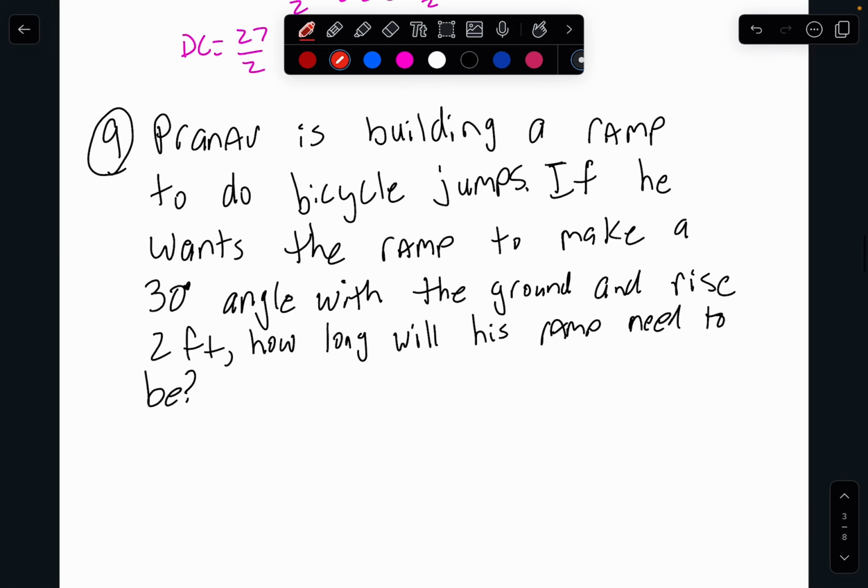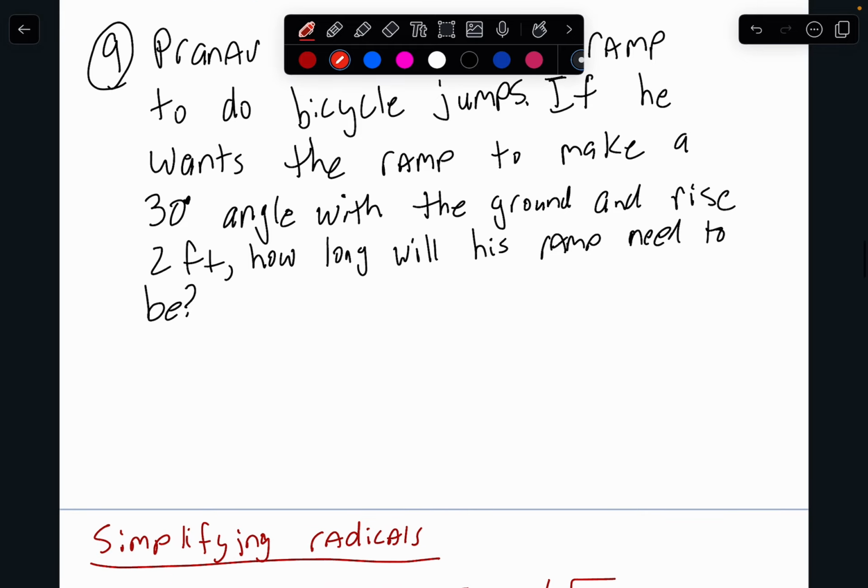Pranav is building a ramp to do bicycle jumps. If he wants the ramp to make a 30-degree angle with the ground and rise 2 feet, how long will his ramp need to be? So if you don't know what's going on, draw a right triangle. That's the whole unit, right triangles.